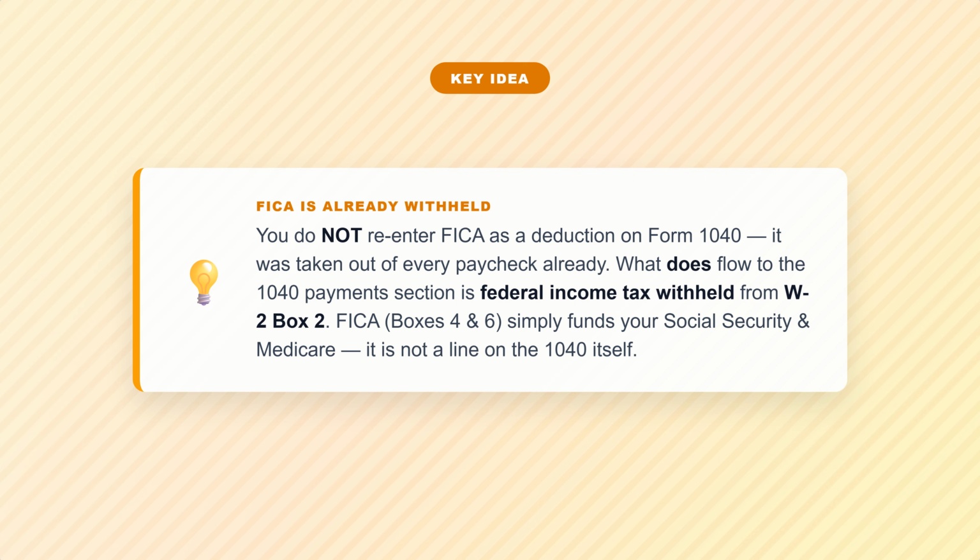Here's a key idea preparers must understand. FICA is already withheld. You do not re-enter it as a deduction on Form 1040. It came out of every paycheck already. What does flow to the 1040 payment section is your federal income tax withheld from W-2 Box 2. FICA, Boxes 4 and 6, simply funds your Social Security and Medicare. It is not a line on the 1040 itself.